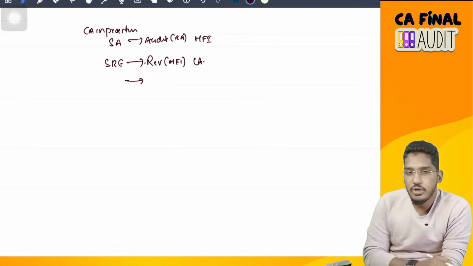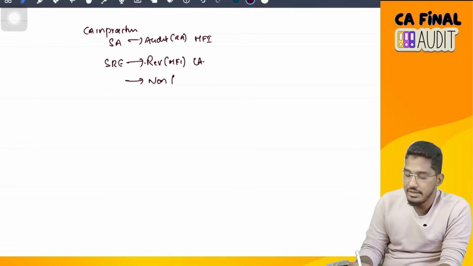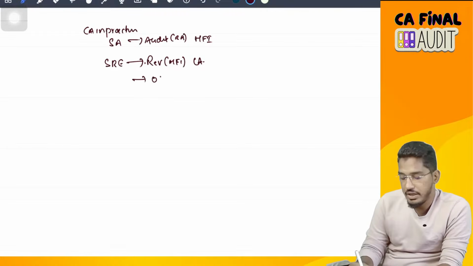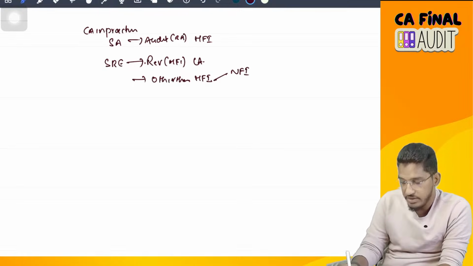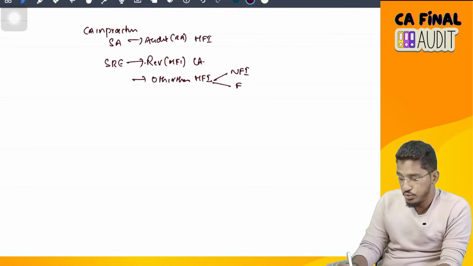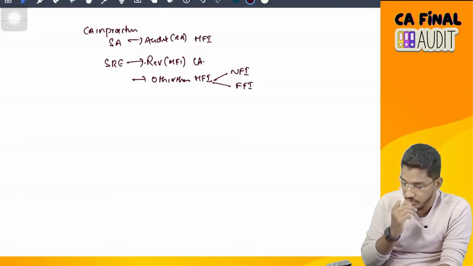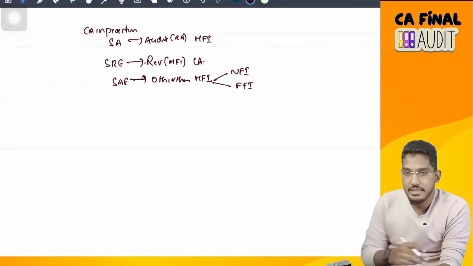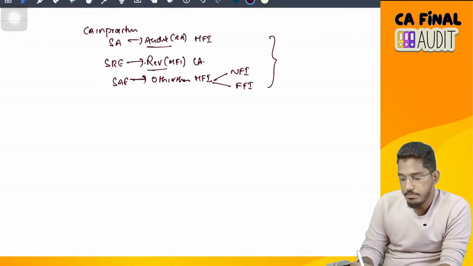Then you might not always get associated with historical financial information. We get associated with other than historical financial information also. Sometimes we might be required to do some engagements relating to other than historical financial information. When I say other than historical financial information, it could be non-financial information also. It could be future financial information also. So that kind of engagements, what will become applicable? SAE will become applicable.